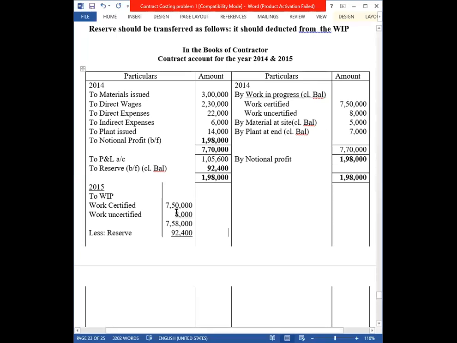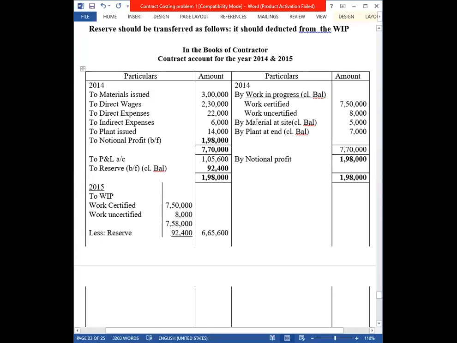Okay. So now take the work in progress, transfer this side, work uncertified, transfer this side, and reserve. Instead of transferring this side, you are going to minus from the same side. And after this, what is the amount you are getting? 6,65,600. Okay. So now the first item is done.